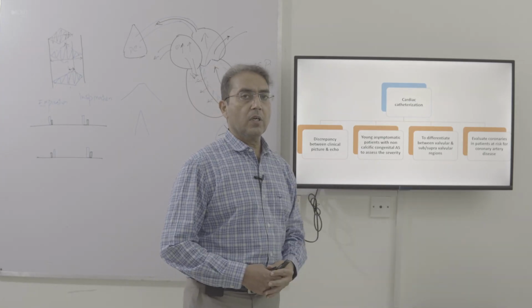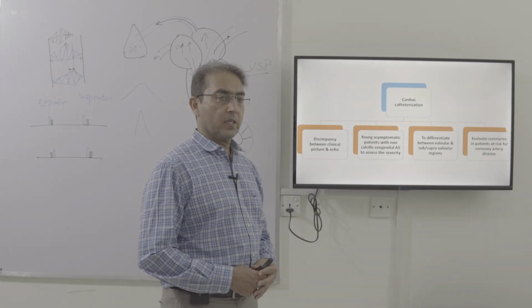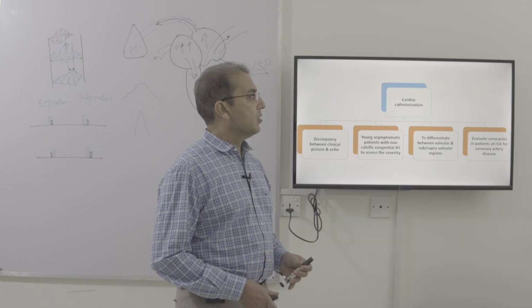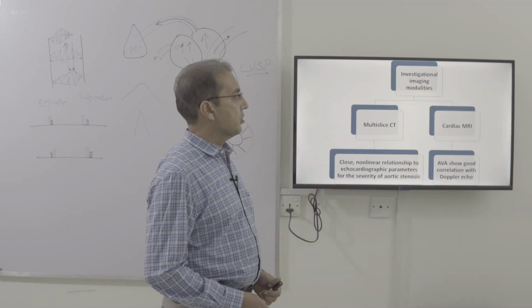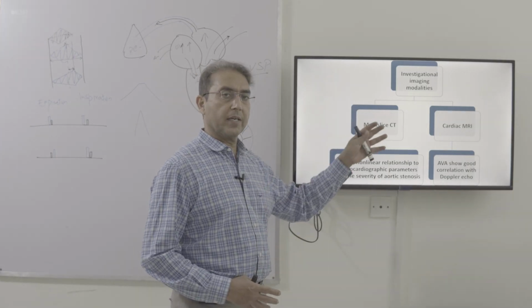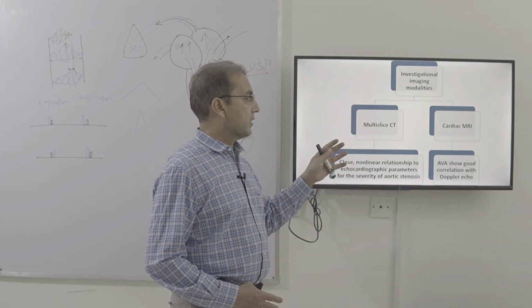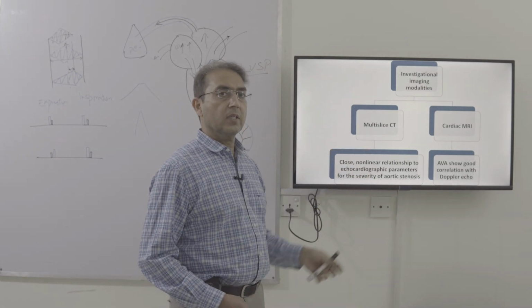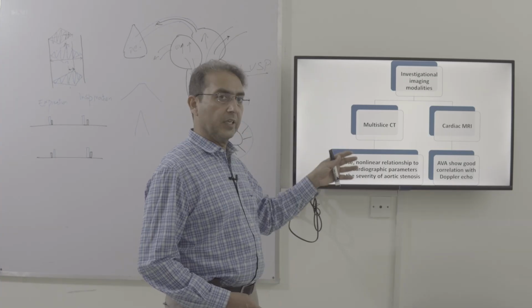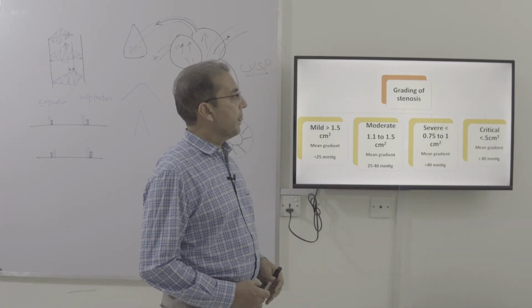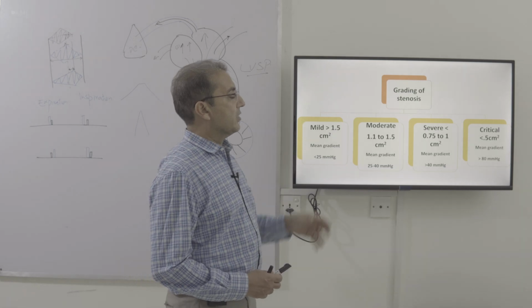And patients who've got a suspicion of underlying abnormal coronaries, we can go for coronary angiography at the same time. So these are the indications of cardiac catheterization. And then we've got investigational imaging modalities like cardiac MRI or cardiac multi-slice CT scan. They are upcoming investigations and they may be useful in some circumstances, but they are not routinely done to assess the aortic valve stenosis.